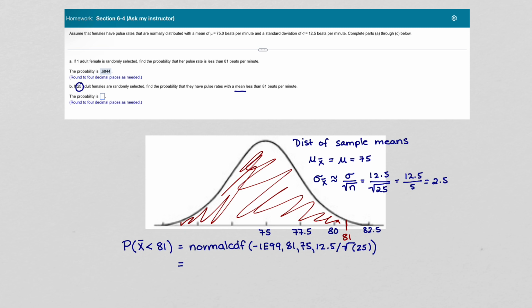And this is going to turn out to be 0.9918, which is very believable, right? That looks like about 99%. So that's the probability that the sample mean is less than 81. So that's the difference between this problem and part A, is that we are looking for the probability that the mean is less than a certain value, as opposed to an individual pulse rate being less than 81.